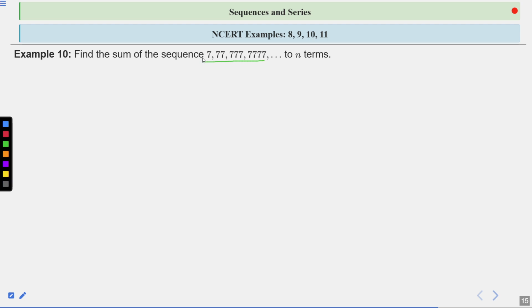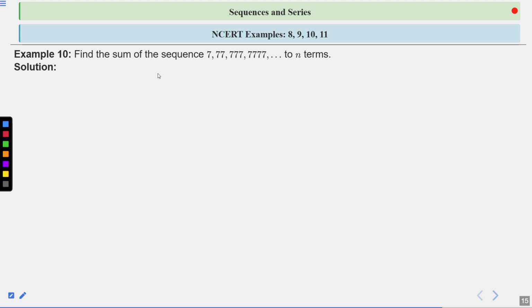Sequence is given to you 7, 77, 777, 7777 and so on. The other terms follow the same pattern up to n terms. So at nth term you will have how many sevens? N sevens. So you are given this sequence and you have to find out the sum. So how are you going to do that? Quite simple. This is not your GP, but you can make this sequence into GP.